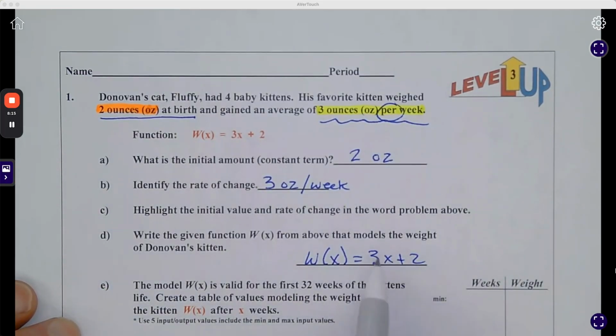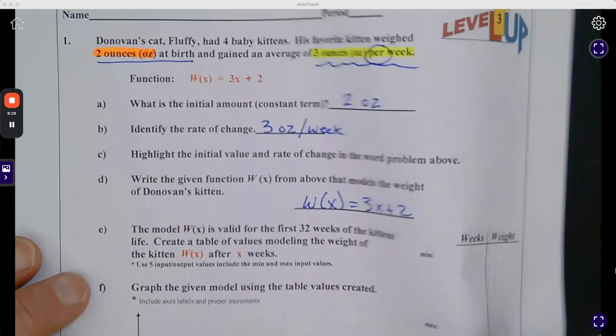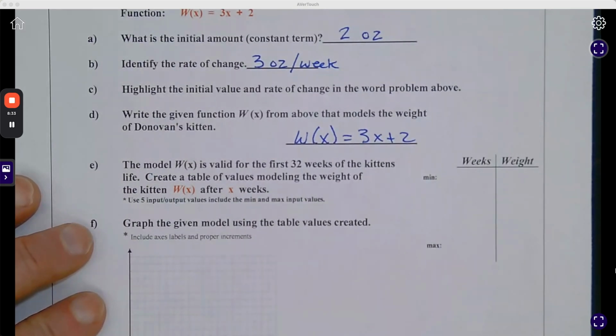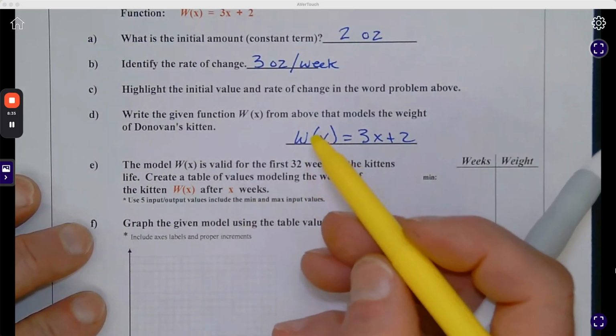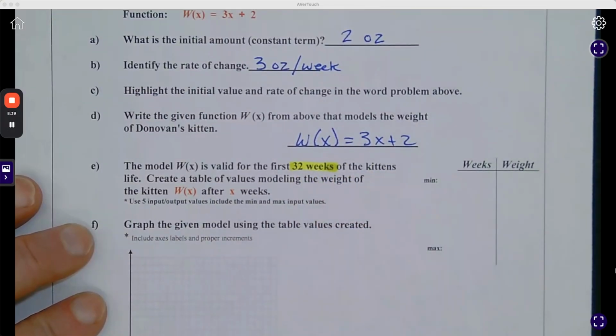And this is the rule that changes x, the number of weeks, into the weight, the output, right? Number of weeks is input x. When I simplify it, that represents the weight of Fluffy, w of x. All right, the model w of x is valid for only 32 weeks. Ooh, that's important. Now we have a maximum value. A lot of models have a min and max value.